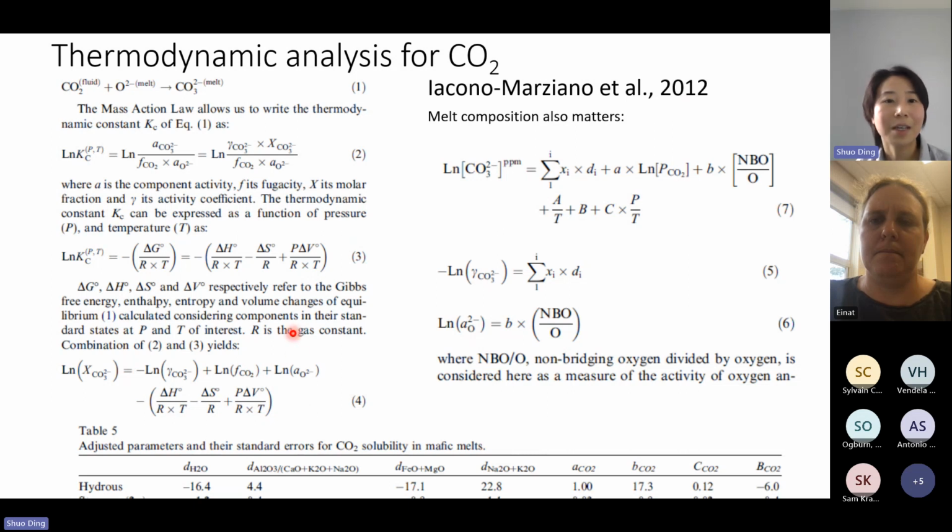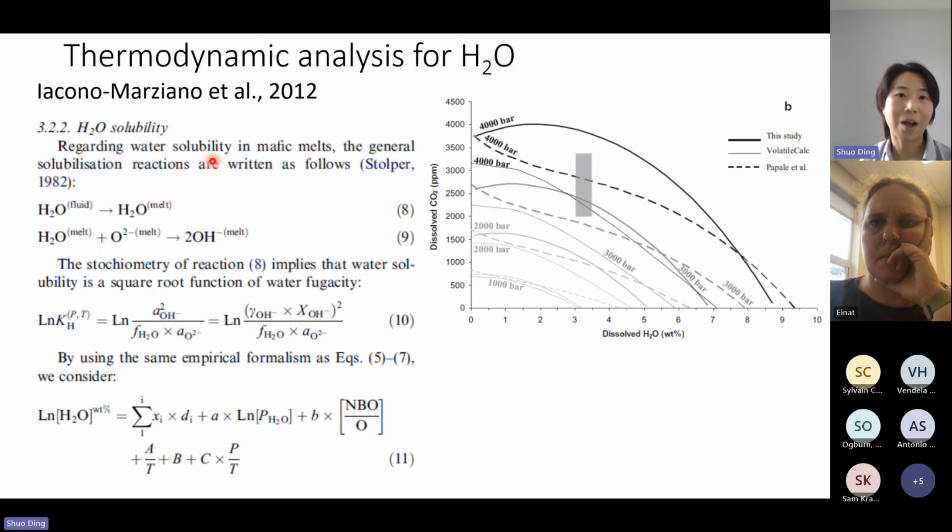So that's why there are more models later. For example, the Iacono-Marziano model, whose experiments focus on more alkaline-rich magma, because it really makes a difference here. Nowadays, when people do solubility experiments, very few look at only CO2 or only water, because they both exist in the magma and can affect each other.